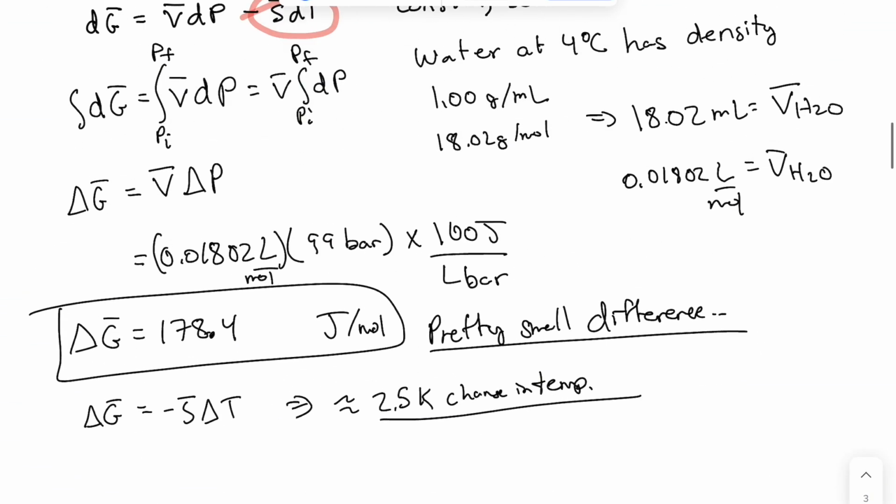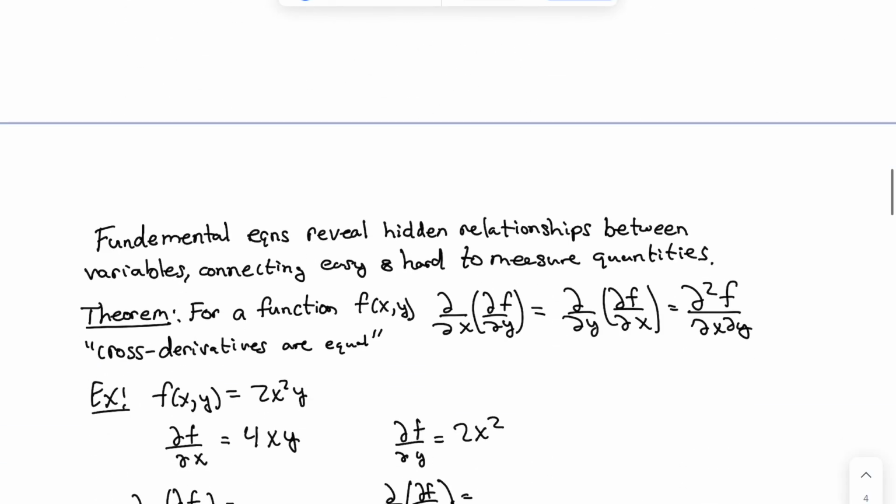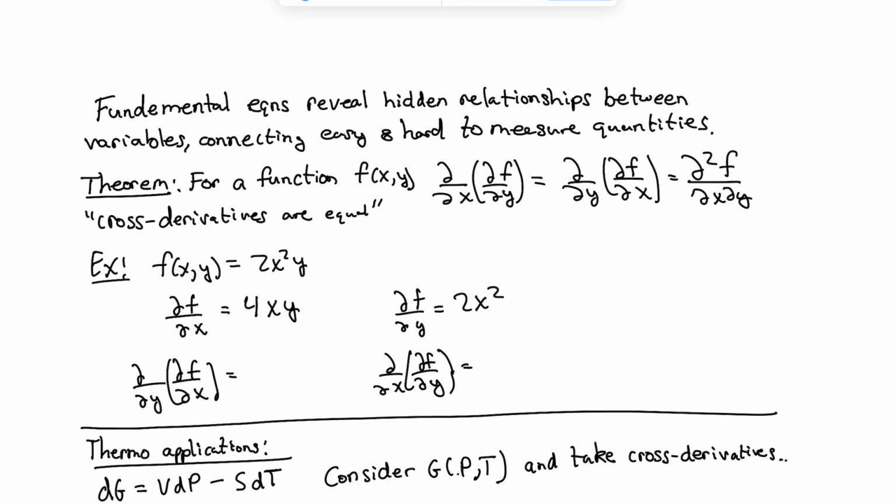Okay, the next one here was an example of one of these hidden relationships. It turns out that free energy, which doesn't seem like it should necessarily be, delta G should be equal to V bar times delta P, but in this case it is. And again, V bar and delta P are just pure mechanical measurements, measuring the volume of a substance and measuring the pressure. No calorimetry needed, just pure mechanical measurements of pressure and volume. So this turns out to be one of the key advantages of these fundamental equations. They reveal these hidden relationships between variables, connecting things that are easy and hard to measure.